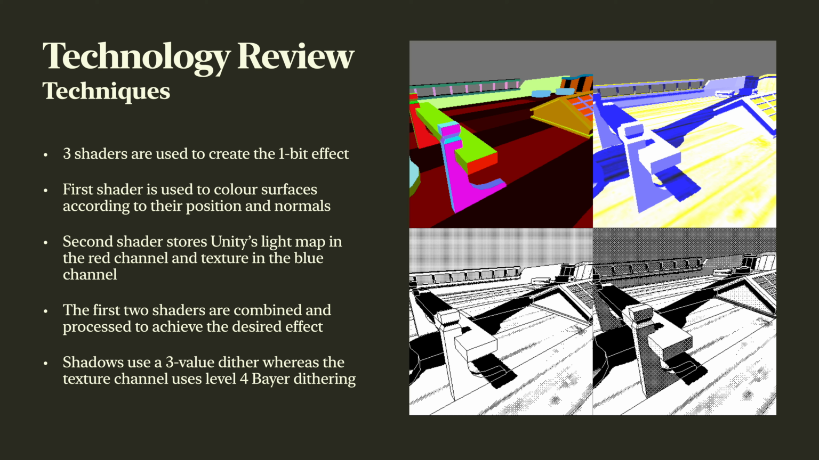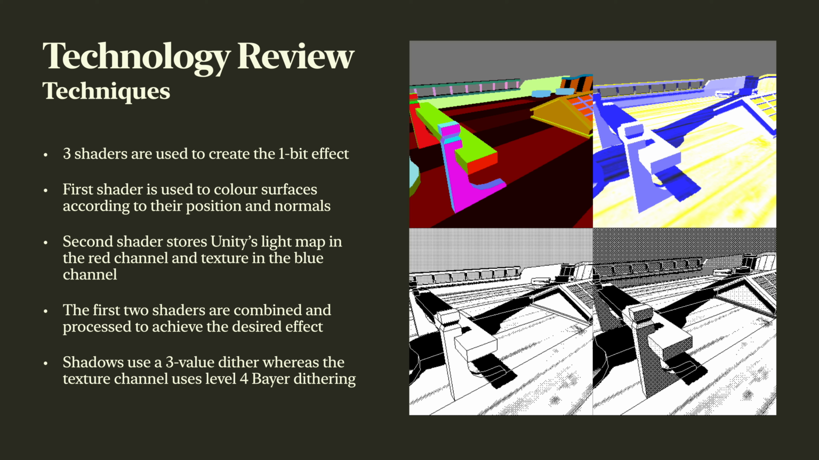The second pass uses Unity's built-in lighting buffer to store lighting information in the red channel. Texture information for the meshes is stored in the green channel. The blue channel is unused. And again, you can view the result in the top right image.